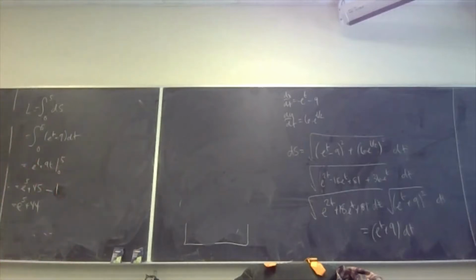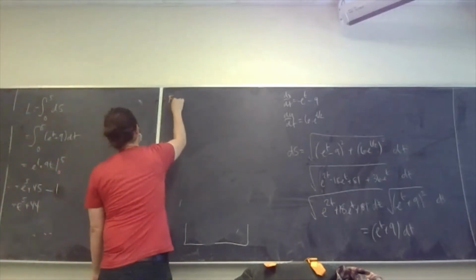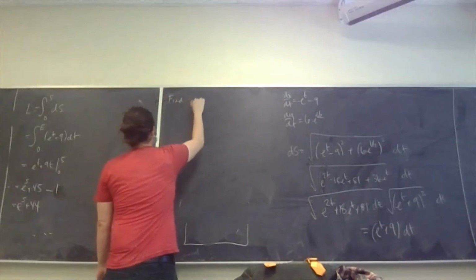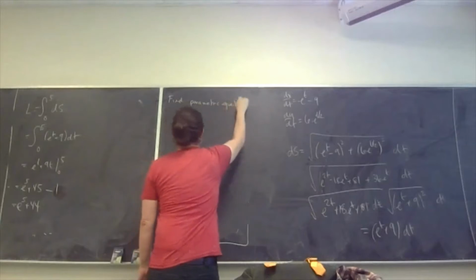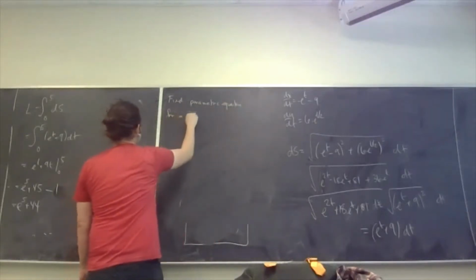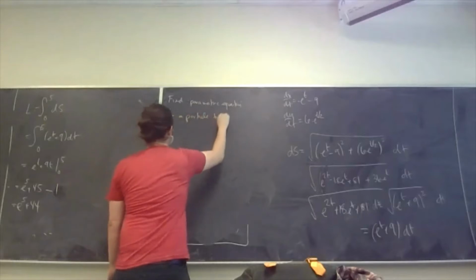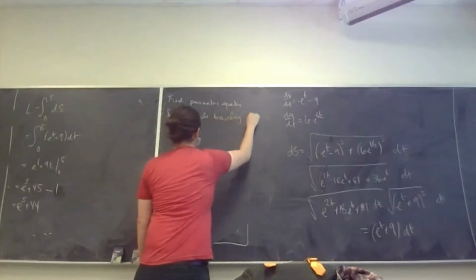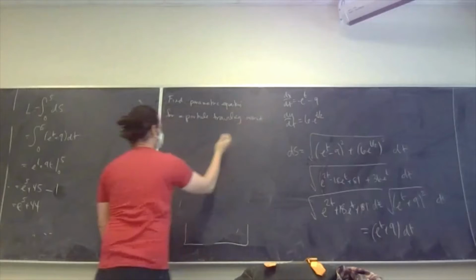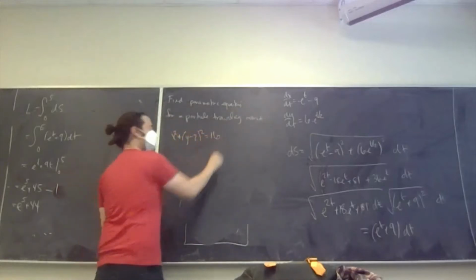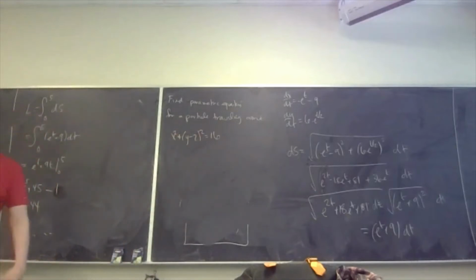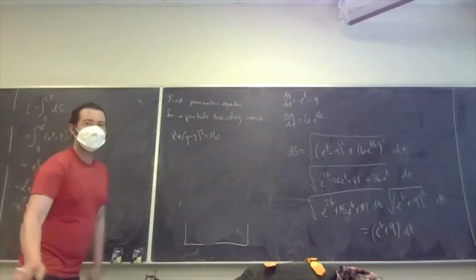Okay. Find parametric equations for a particle traveling along x squared plus (y minus 2) squared equals 16. Oh, so yeah. Once around clockwise, starting at the point (4, 2).